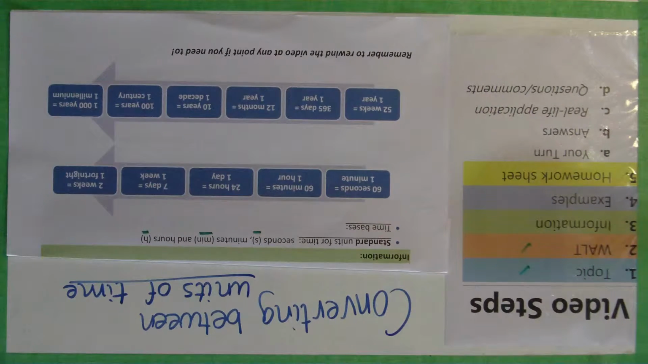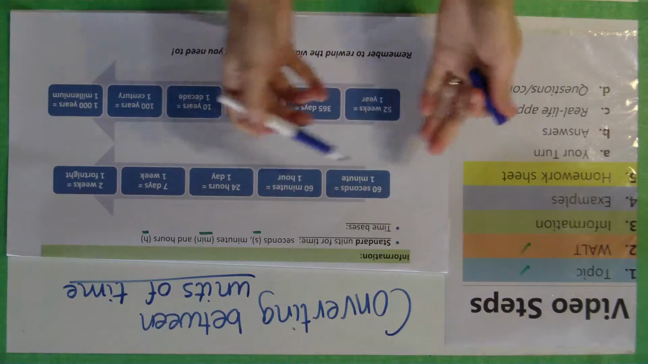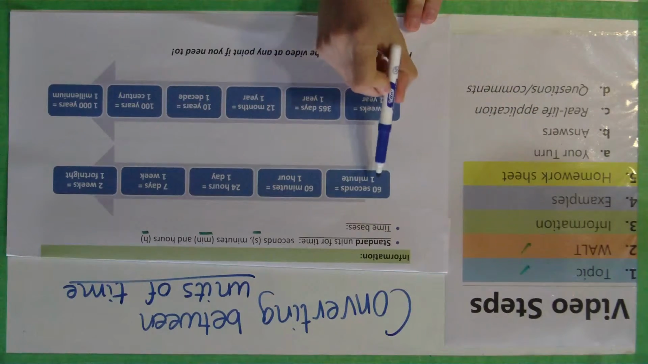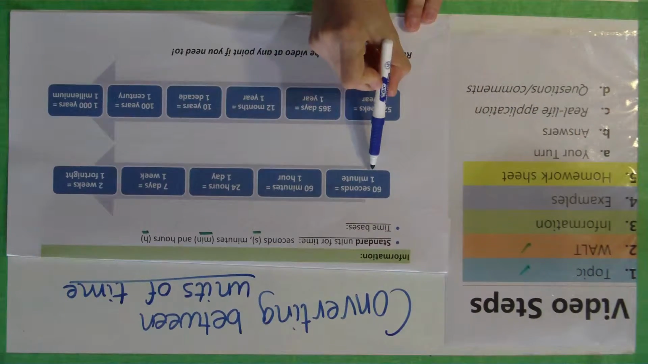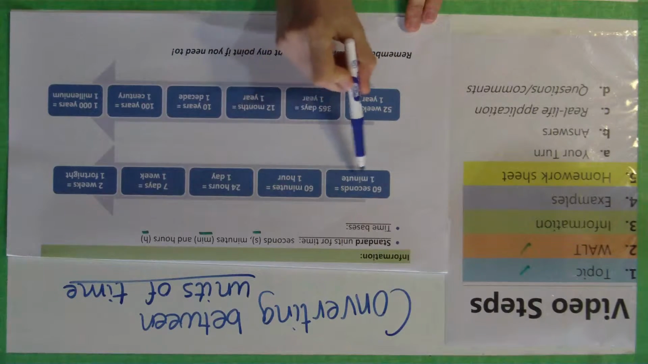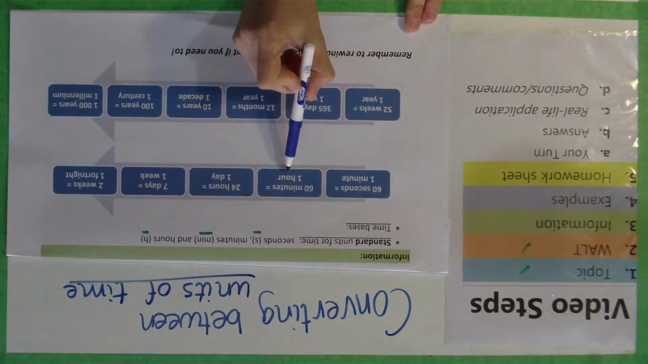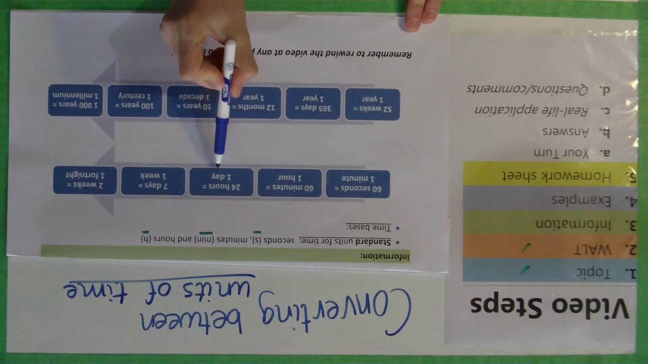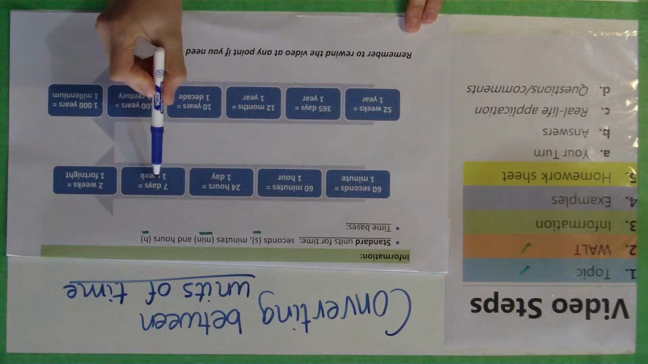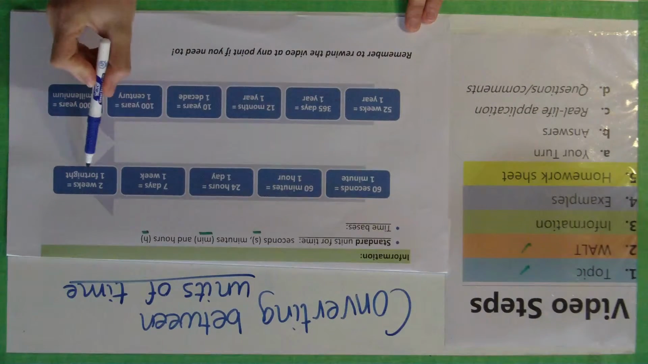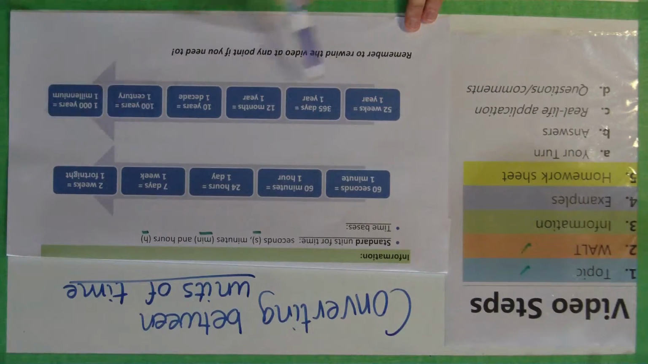Time bases, this is just converting between units of time really, just some examples. 60 seconds is the same as 1 minute. 60 minutes equals 1 hour. 24 hours equals 1 day. 7 days equals 1 week. 2 weeks equals 1 fortnight. 52 weeks equals 1 year.